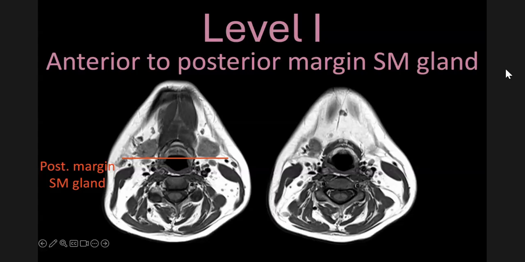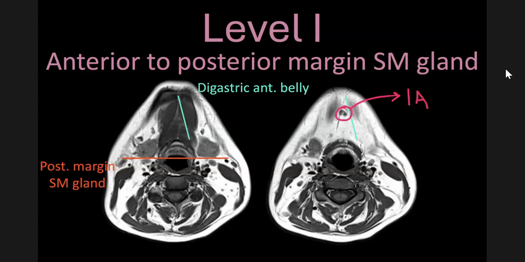Now, as we saw in a previous slide, level 1 lymph nodes are divided into level 1A and level 1B. How do we do that? We use the medial margin of the anterior belly of the digastric. That's the anterior belly of the digastric. We use the medial margin of the anterior belly of the digastric to divide level 1 lymph nodes into A and B.